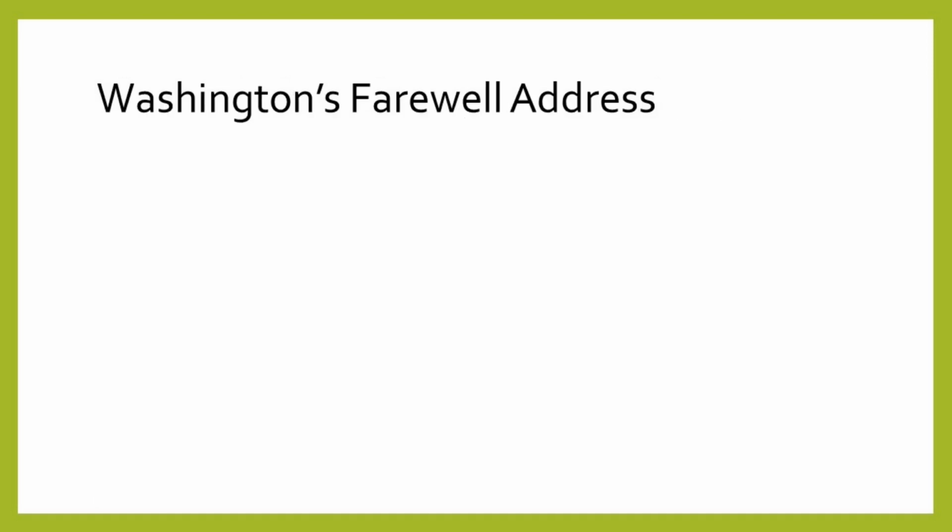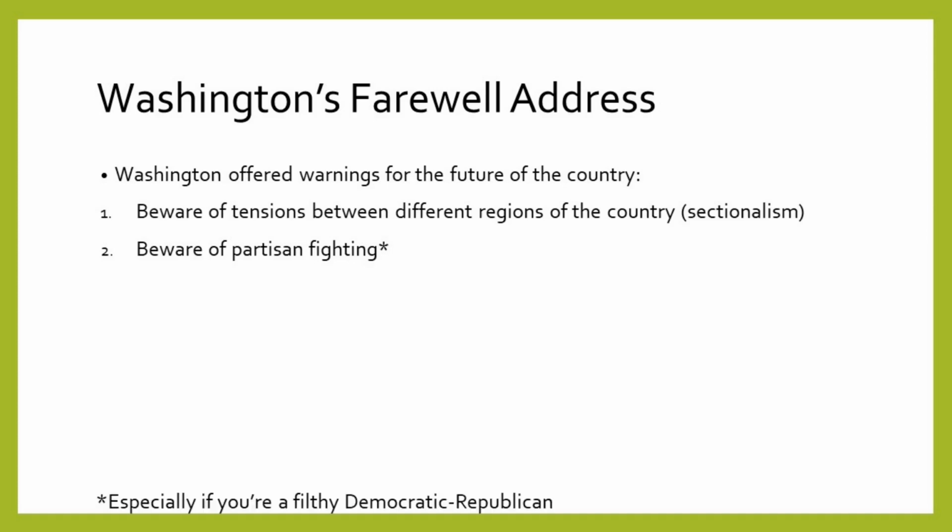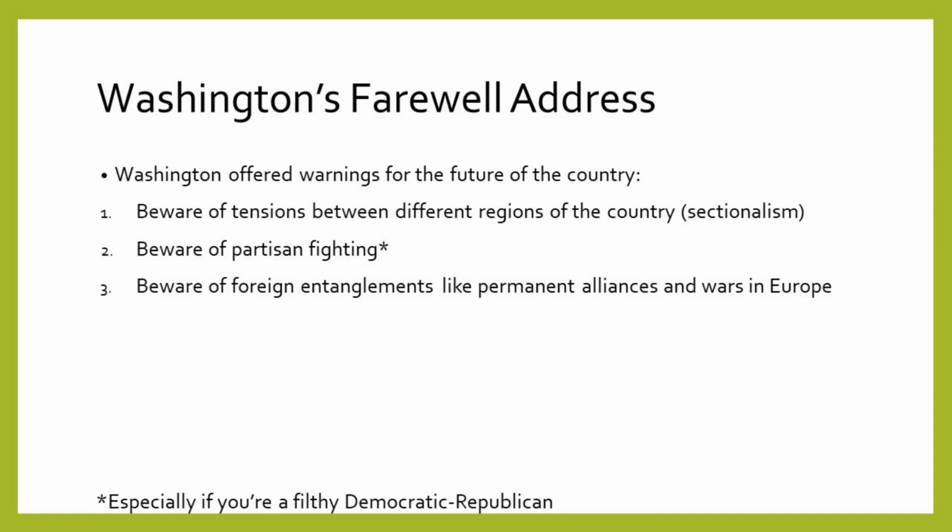As he left office, Washington published a speech reflecting on his time as president. He offered 3 specific warnings for the future. Number 1, beware of increasing division between different regions of the country. Number 2, beware of bitter partisan fighting. As a note here, Washington was technically not a member of either party, but he leaned strongly towards the Federalists. This was mostly just a shot at the Republicans. Number 3, beware of foreign entanglements, particularly permanent alliances and wars in Europe.